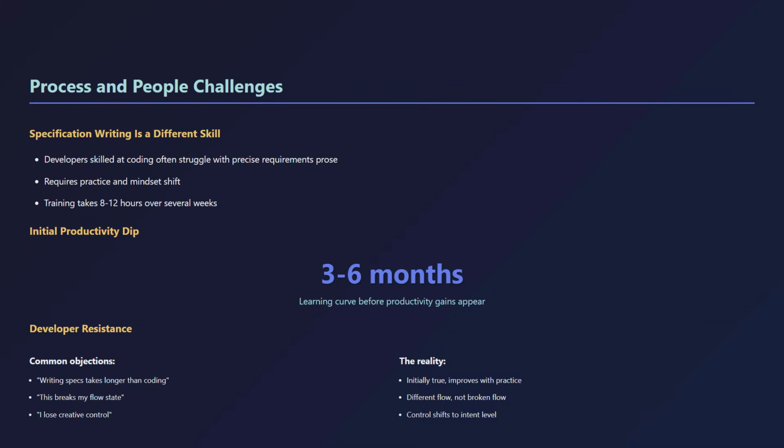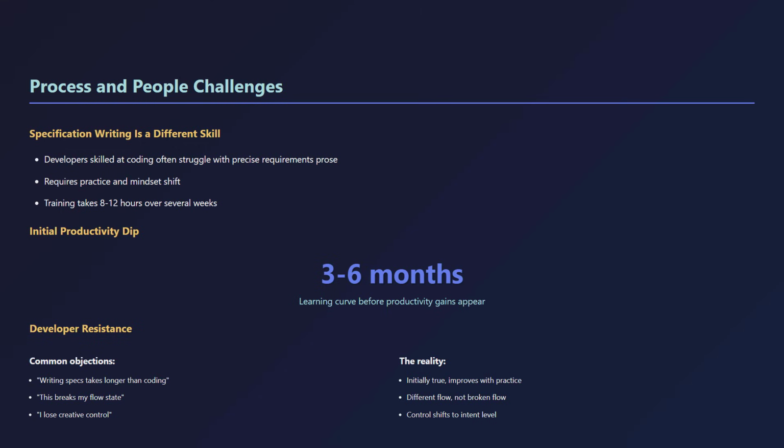Now, let us talk about process and people challenges, because these are often harder than the technical challenges. Specification writing is a different skill from coding. Developers who are incredibly efficient at writing code often struggle with formulating precise requirements in prose. It requires practice and a mindset shift. There is an initial productivity dip. It takes 3 to 6 months of learning before productivity gains appear. During that learning phase, you will feel slower.